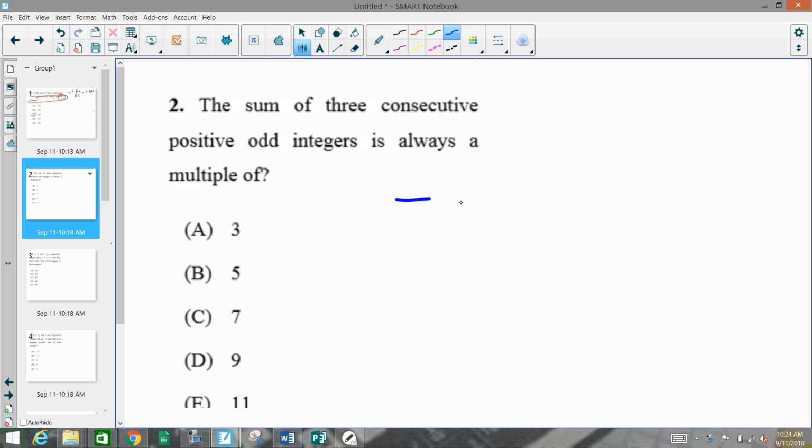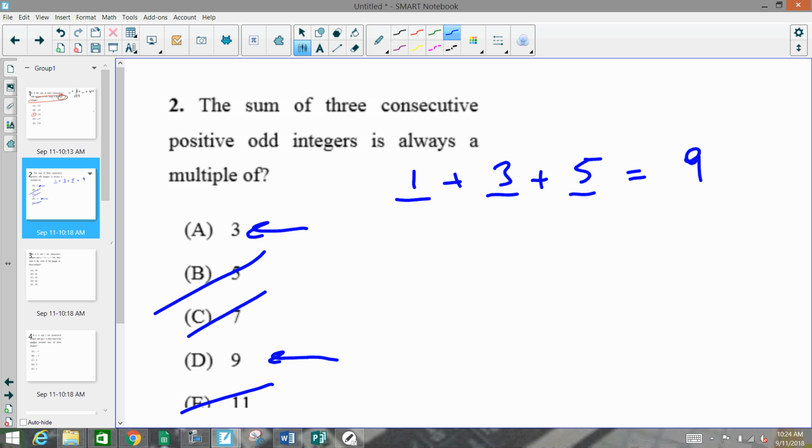Sum of three consecutive positive odd integers. For example, start from a number. Make it easy: 1, 3, 5 is equal to 9, which is divisible by 9. So the rest of them, gone? Okay, let's try one more.